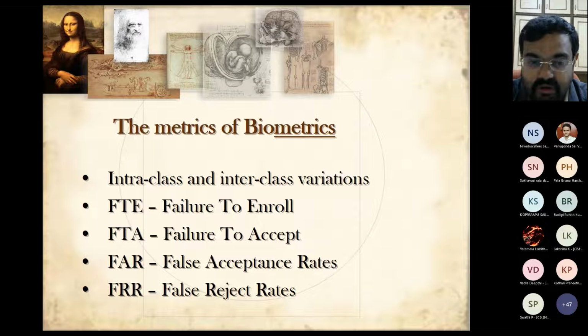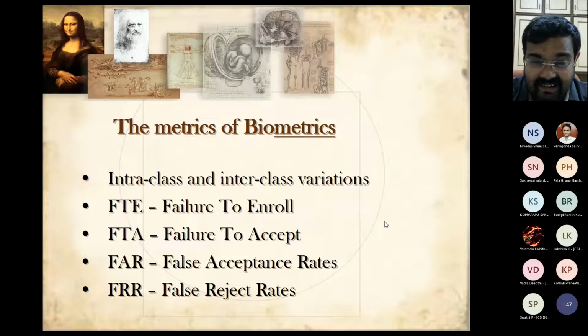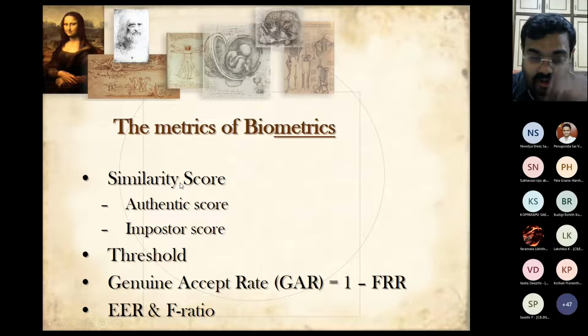Then I also told you about the false acceptance rate and the false reject rate. False acceptance rate means somebody who is not supposed to be in the system is accepted, and false reject rate means somebody who's inside the system is rejected. So these are the things that I covered in the last class. Then I also told you about various statistical parameters.